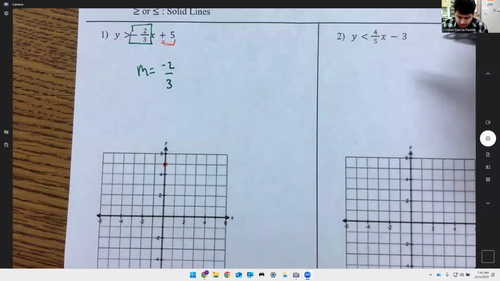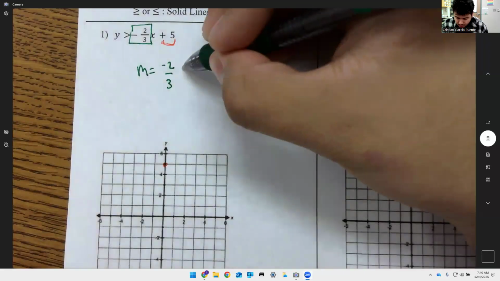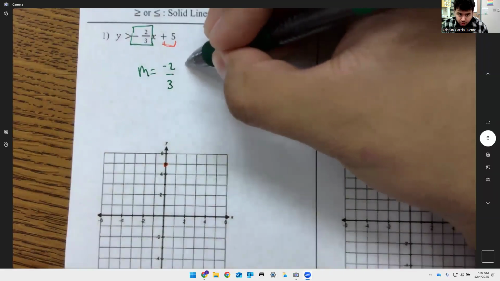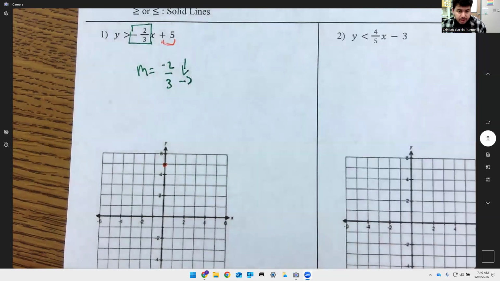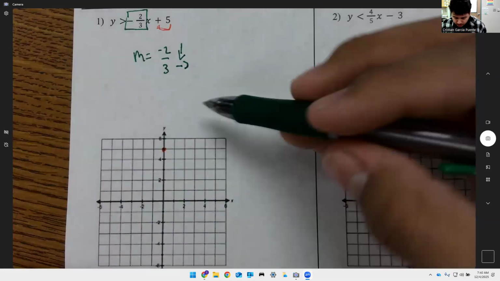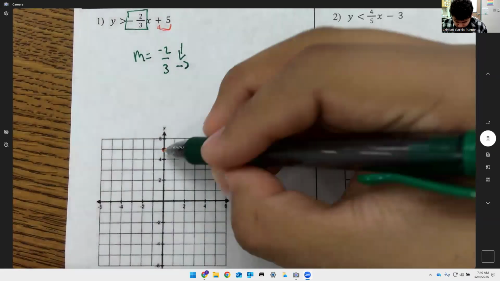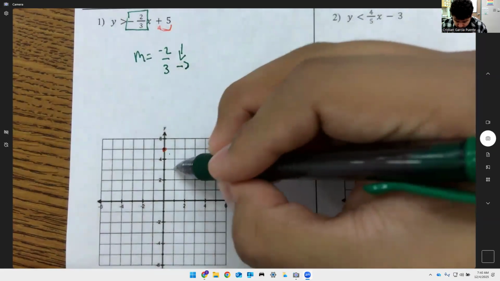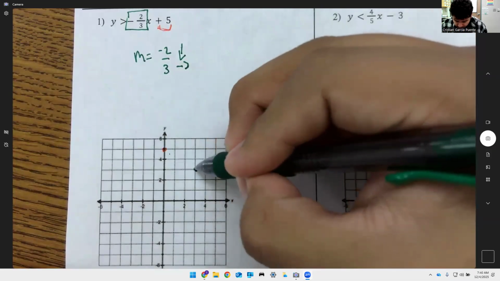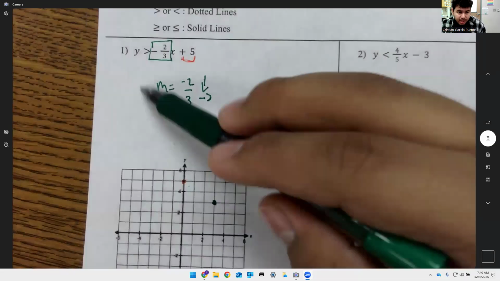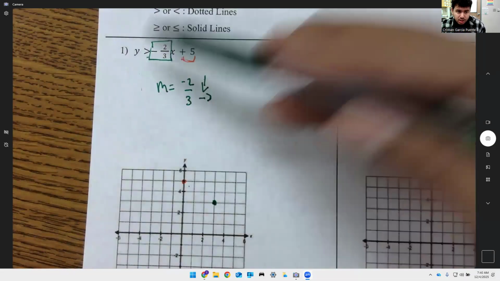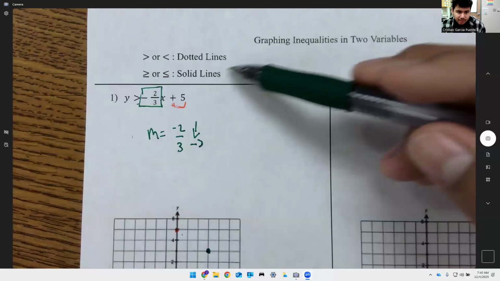And if you don't remember, the top number is how much you're going up or down. Since it's a negative 2, you'll be going down 2. And then the bottom number is how much you're always going right. So go to your point that you just made and then go down 2. So 1, 2, and then over 3. So 1, 2, 3. And then put another point. And now, is there a line underneath our symbol here? No. Since there's no line underneath, we're going to have a dotted line.